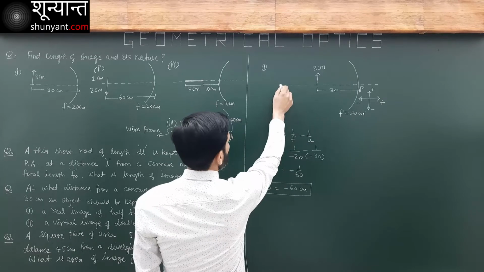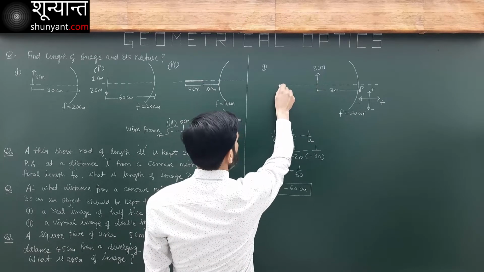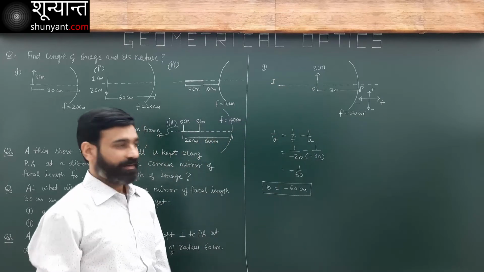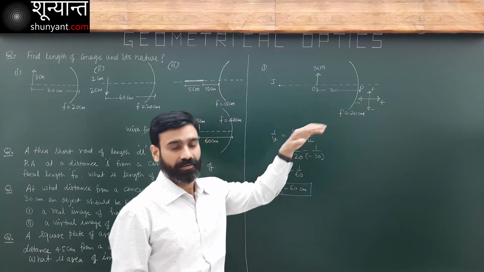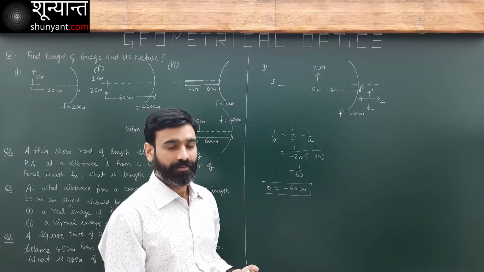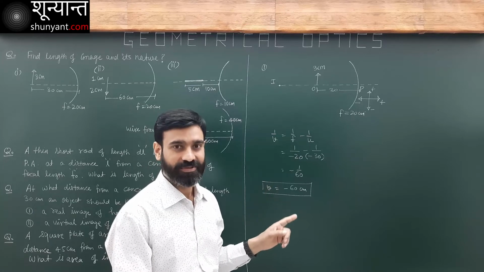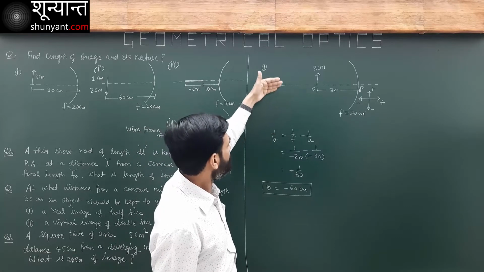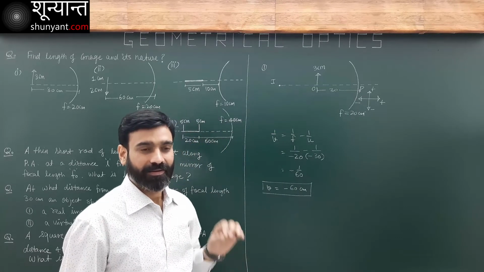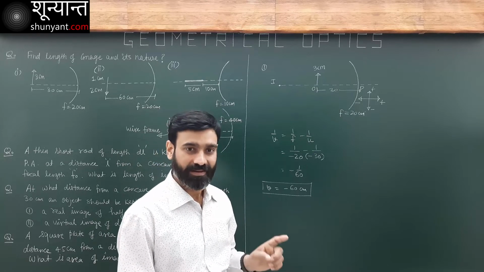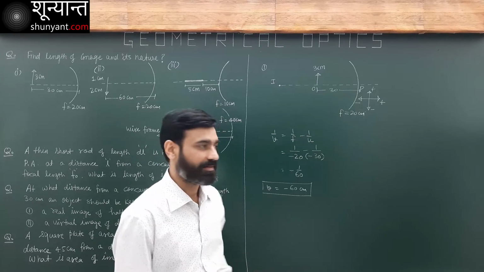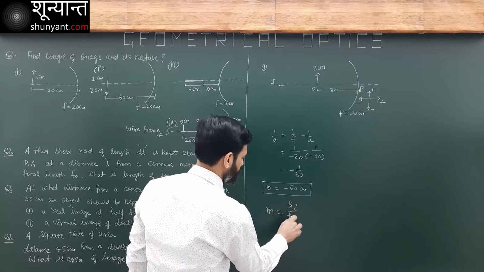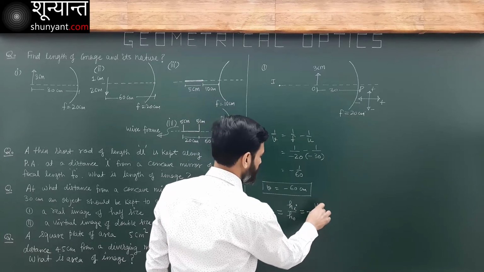I am going to get an image somewhere here. This is my object, and I am going to get an image here, at a distance of 60 centimeter from the mirror, means from the pole. But only that is not sufficient. I have to find the height also, whether it will be above the principal axis or below the principal axis. That we find using magnification. What is magnification? Magnification is equal to height of image over height of object, and it is equal to minus of V over U.